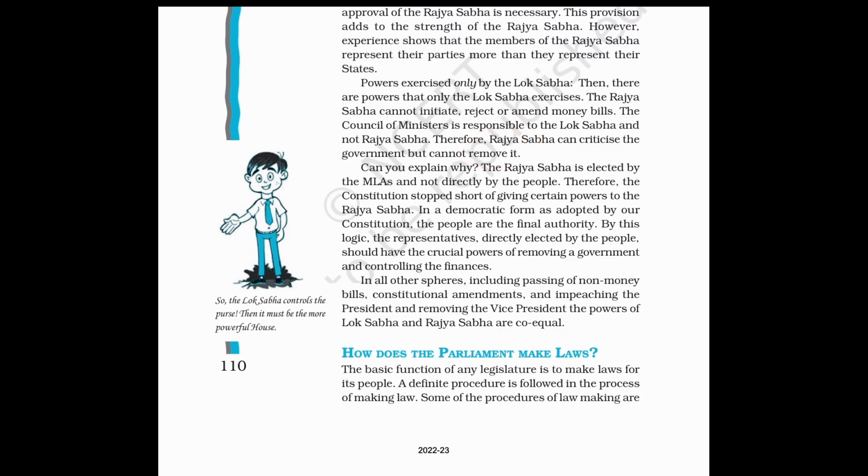Then you might see the question that why are we giving more powers to Lok Sabha? Because the whole idea is that Rajya Sabha is an indirectly elected body, and Lok Sabha is elected by the final authority, which is the people itself. So it is by logic that the representatives, which are directly elected by the people, should have the crucial powers of removing a government and controlling the finances. In all the other spheres, including passing of non-money bills, constitutional amendments, impeaching the president, and removing the vice president, they have co-equal powers. Now, very important question, how does the lawmaking process happen?